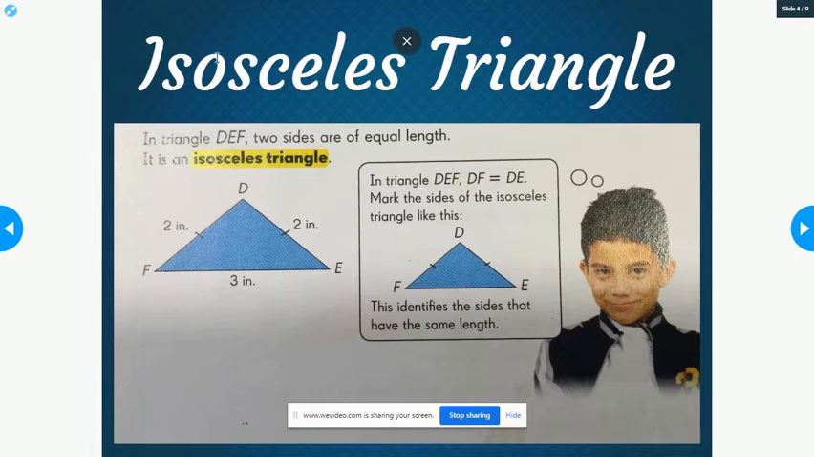Now an isosceles triangle, in triangle DEF, 2 sides are of equal length. It is an isosceles triangle. So DE, line segment DE, is equivalent to line segment DF. They are both 2 inches. And then this angle here and this angle here are equal to each other.